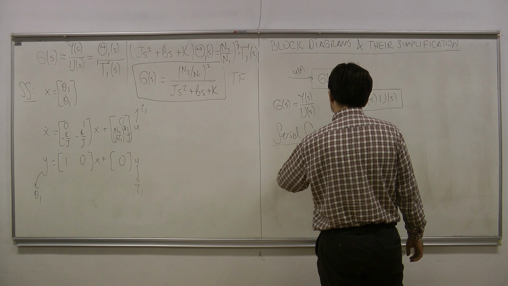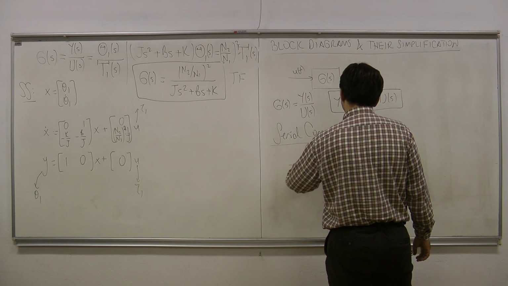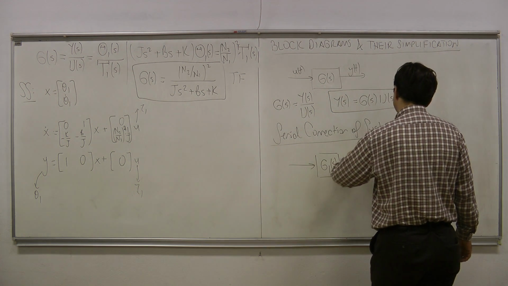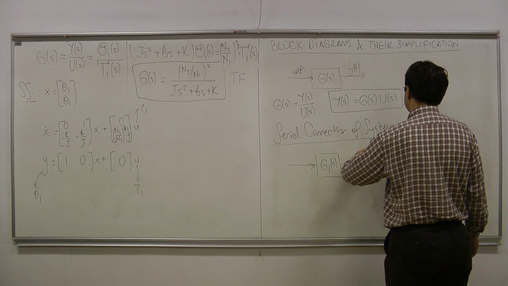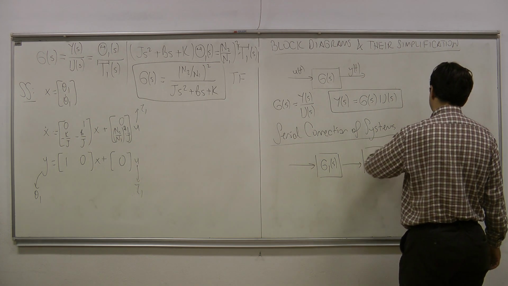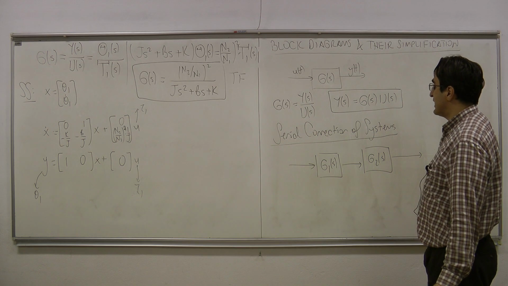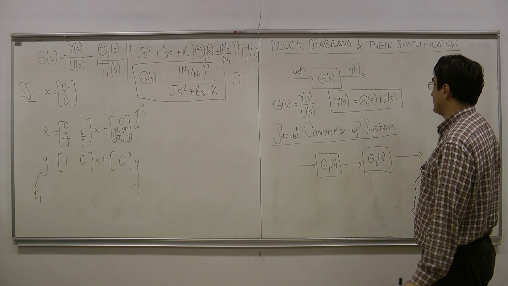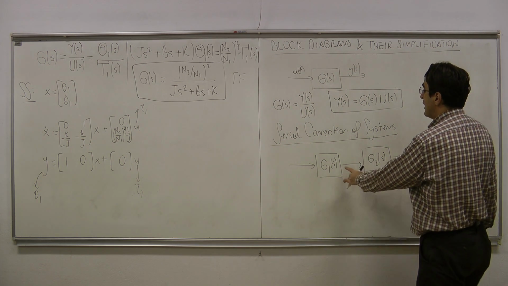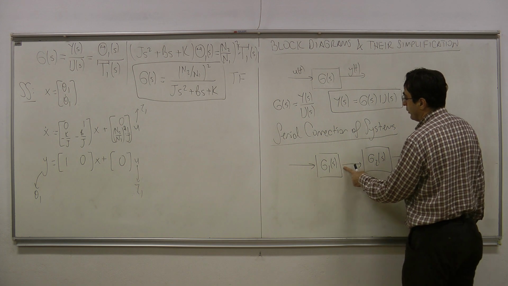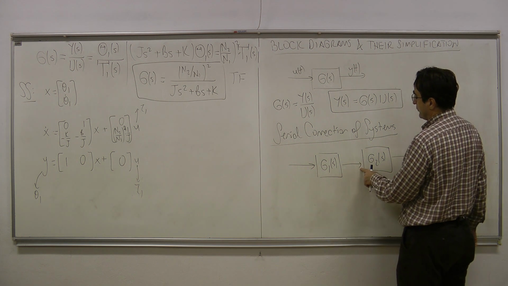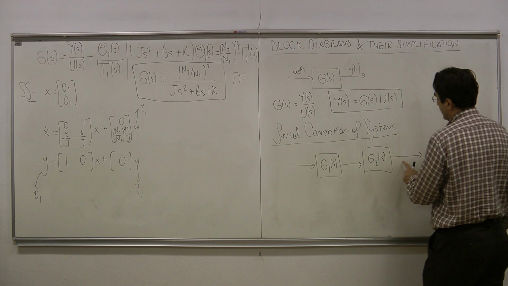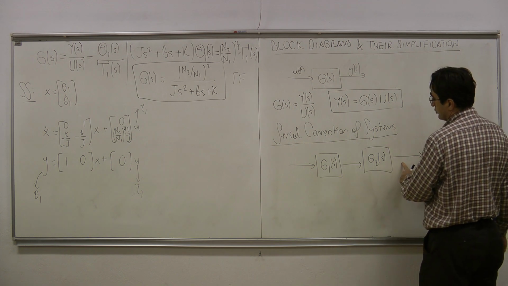And this is going to be looking like this. I will have two systems represented by two transfer functions, g1 of s and g2 of s. And I'm going to be connecting these two systems like this. I will connect the output of the first system to the input of the second system. And then I will get another output here.